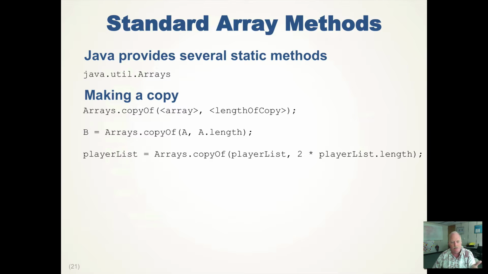We could do player list equals Arrays.copyOf player list, times two, twice as big, so we can grow it, and we can actually shrink it if we wanted to. And it's making a copy, so it actually does create the new array, copy the elements over, and then returns that pointer. So this does everything we wanted to do in our three-step process.